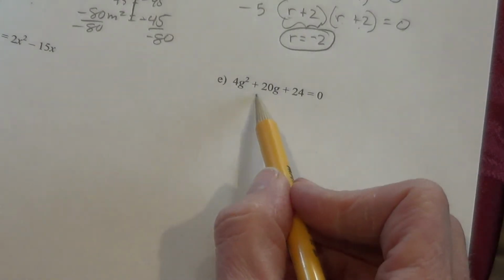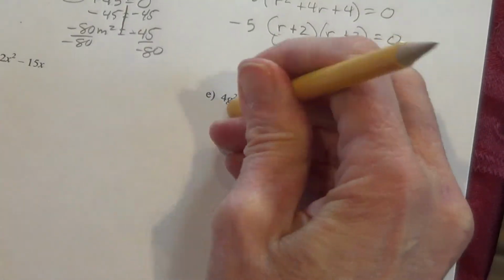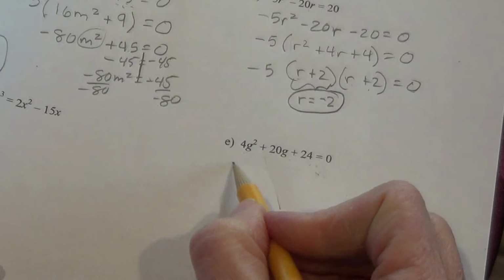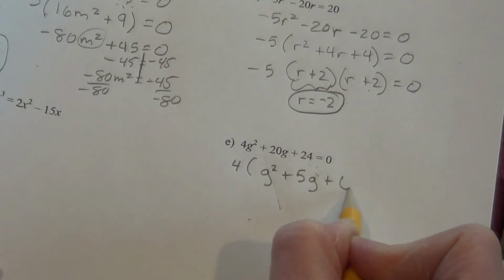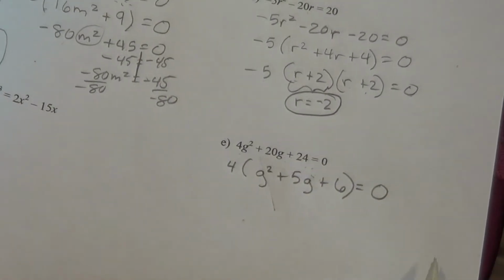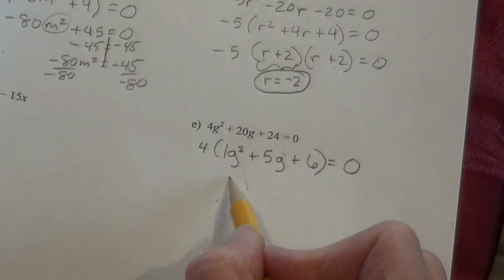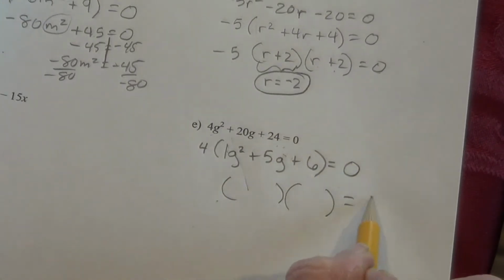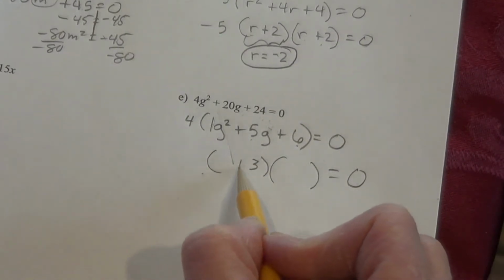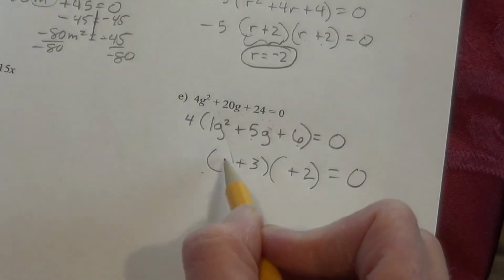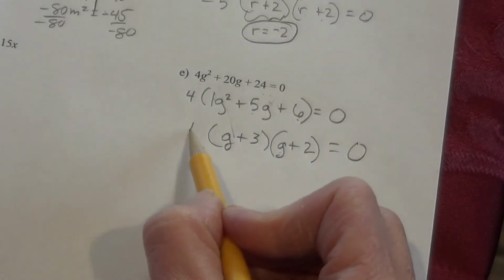Next problem, we see that we could factor a 4 off of it right away. If we factor a 4 off the front, we get g squared plus 5g plus 6 equals 0. Now we have a 1 out here as our leading coefficient, so we know that we can go straight to our shortcut. What multiplies to be positive 6 and adds to be positive 5? That would be a positive 3, a positive 2. Bring in our g and our g because we're taking the root of it. That's our shortcut. Go ahead and bring down our 4.